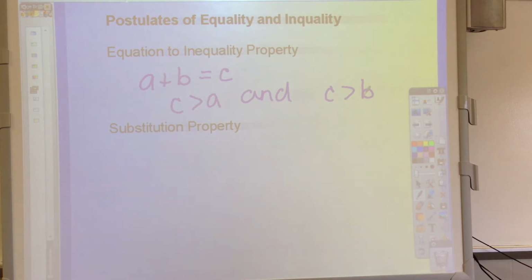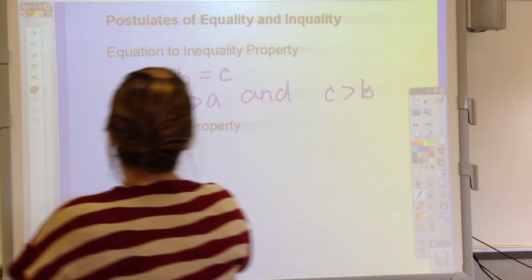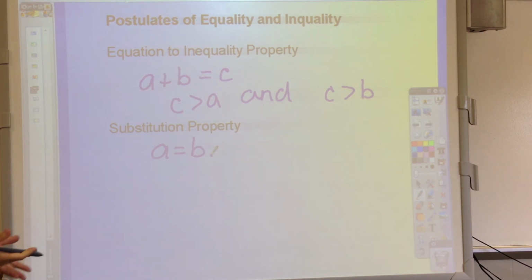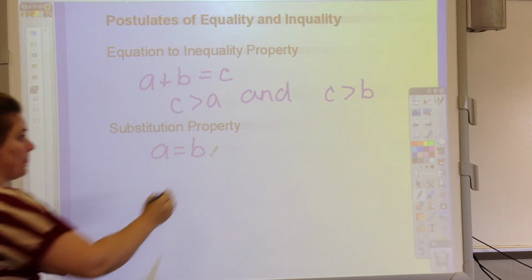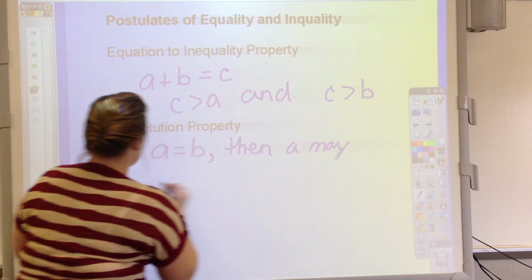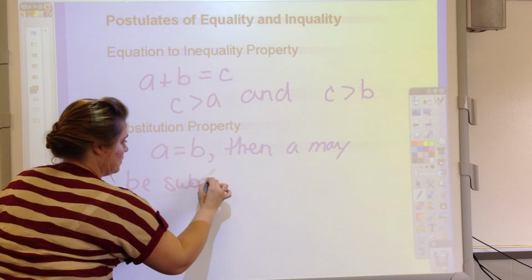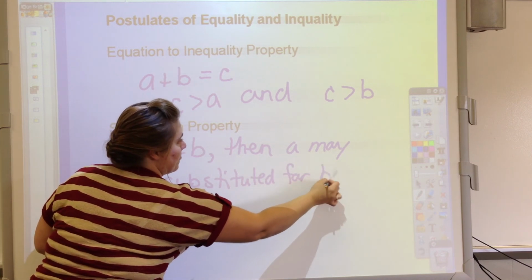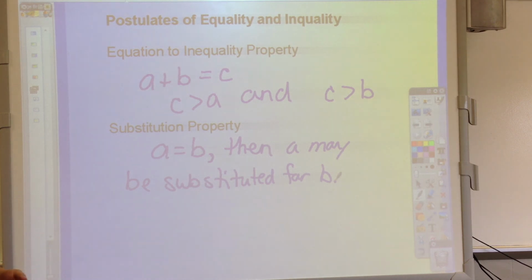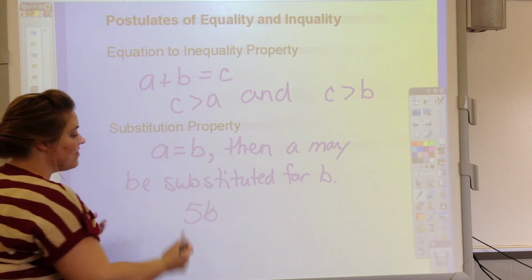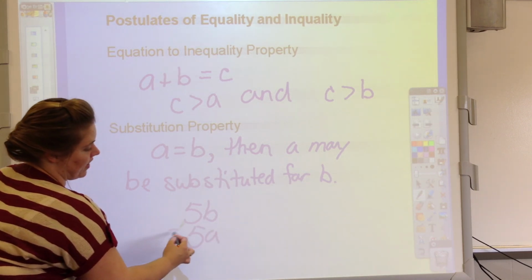All right, substitution property. If I say that A equals B, then I can substitute A in for any value of B. So, for example, if I had the expression 5b, that would be the same as the expression 5a.